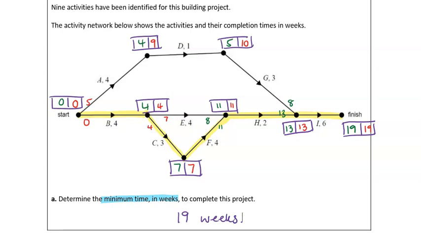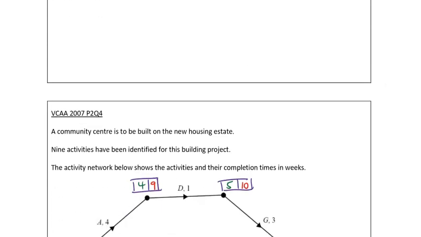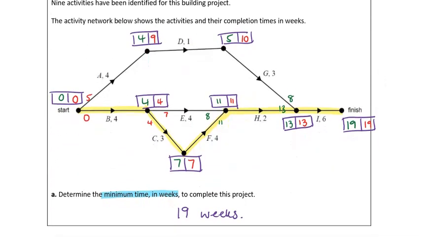The next part of this question then asks to find the float time for activity D. So going back to our graph, float time for activity D. So where D starts, we've got 9 minus 4. So our float time there is 5.